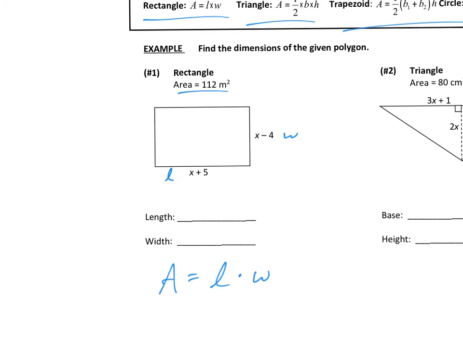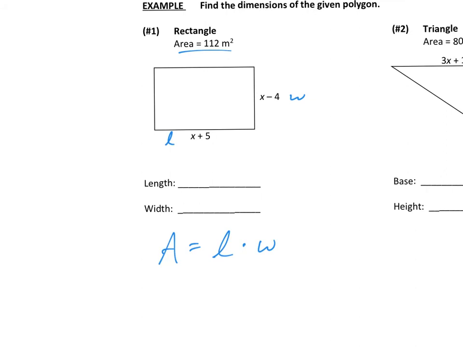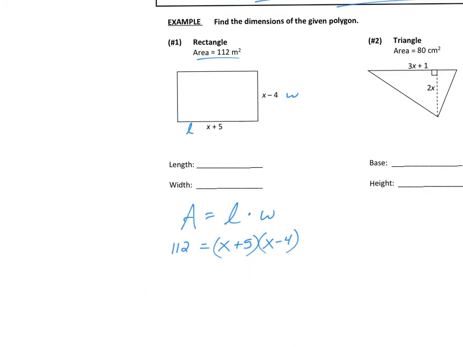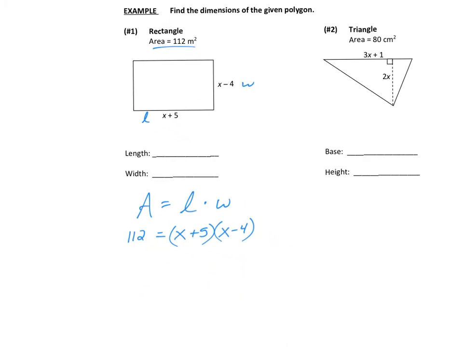So we can solve this problem by using factoring. We plug in the area. The area is 112. The length is x plus 5. And the width is x minus 4. So in this problem, we actually are going to do some factoring by the time we're done with it. So the first step is let's FOIL.